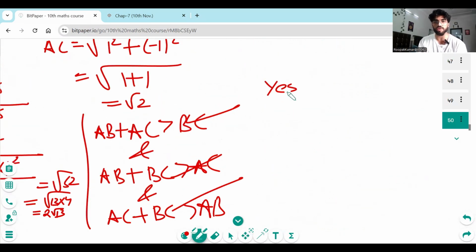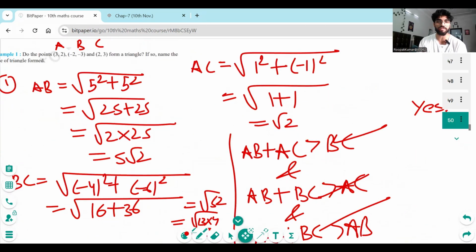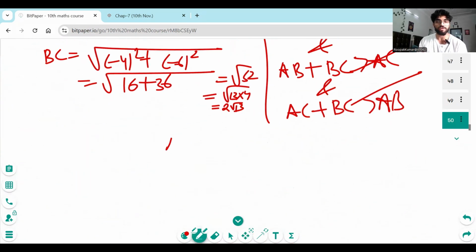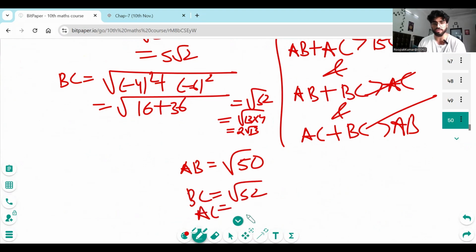Now they have also asked one thing: name the type of triangle formed. Beta, if you check, what was my AB? AB was root 50, if I have to call out, this is the simplified version. BC, if I have to call out, root 52. And AC, if I have to call out, this was root 2.